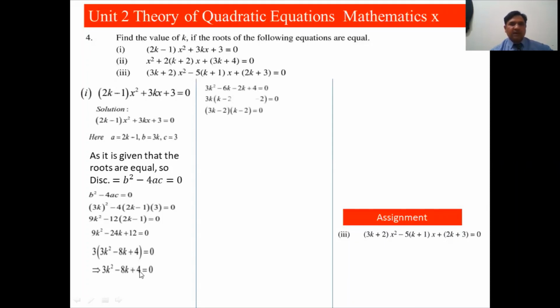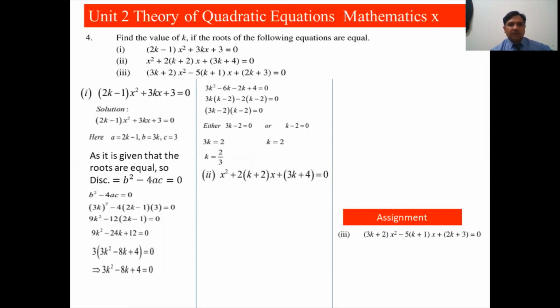So now we can factorize these terms. After factorizing this quadratic equation, we have (3k minus 2)(k minus 2) is equal to 0. Either 3k minus 2 is equal to 0 or k minus 2 is equal to 0. If 3k minus 2 is equal to 0, it means 3k is equal to 2, or k is equal to 2 by 3. If k minus 2 is equal to 0, it means k is equal to 2. So the required values of k are 2 by 3 and 2.